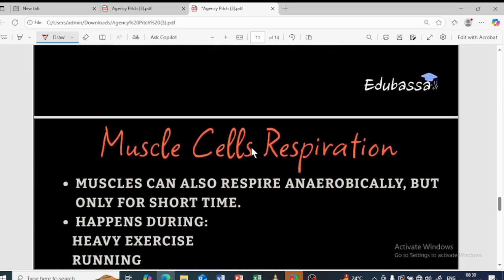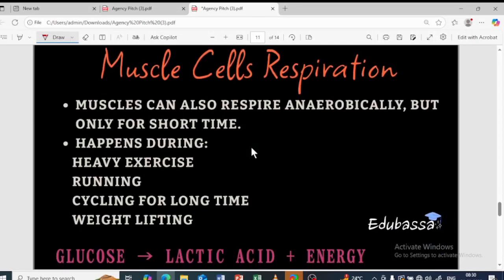So next is muscle cell respiration. I said that human beings usually undergo which respiration, aerobic or anaerobic? Tell me. Yes, aerobic, right? Sometimes, when human beings are doing heavy exercises, they tend to breathe more. I told you in the introduction part that when you go for the PT period and do heavy exercises, you tend to breathe more, right?